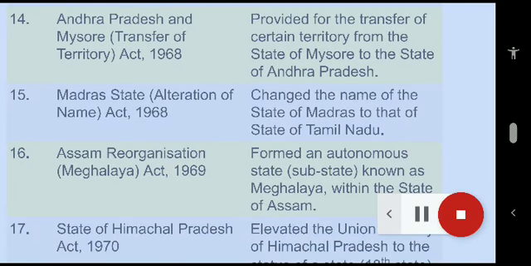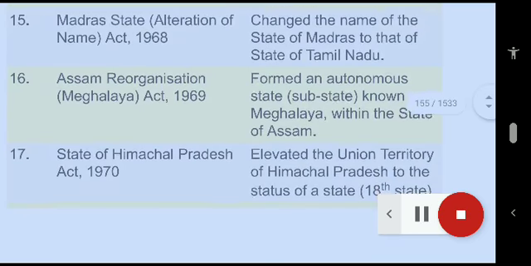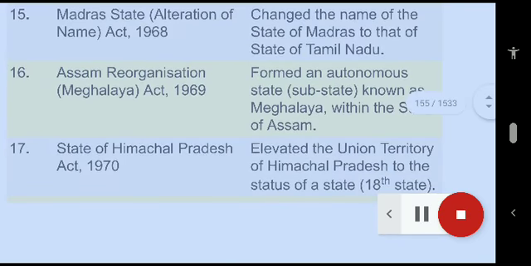15. Madras State Alteration of Name Act 1968 changed the name of the State of Madras to that of State of Tamil Nadu. 16. Assam Reorganization Meghalaya Act 1969 formed an autonomous state, a sub-state, known as Meghalaya within the state of Assam.